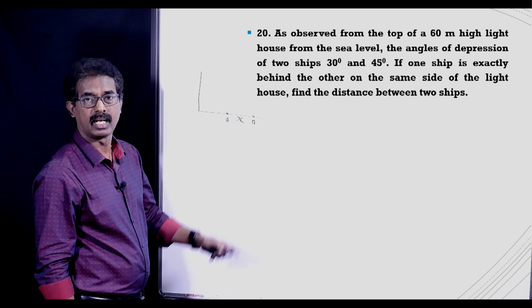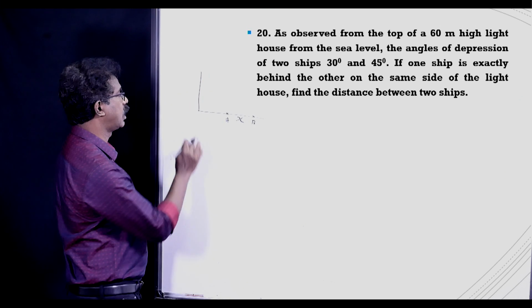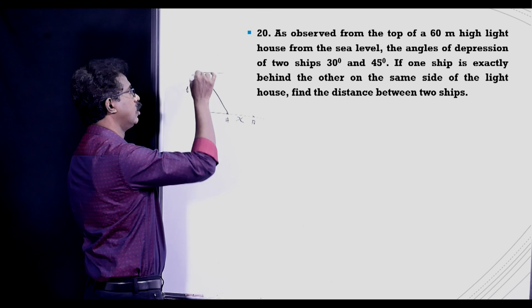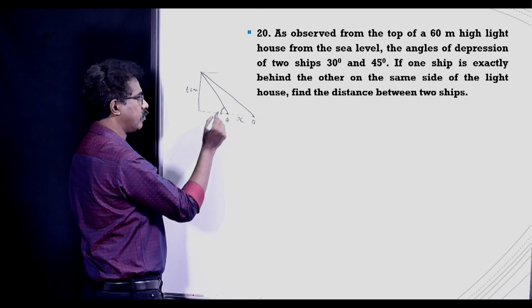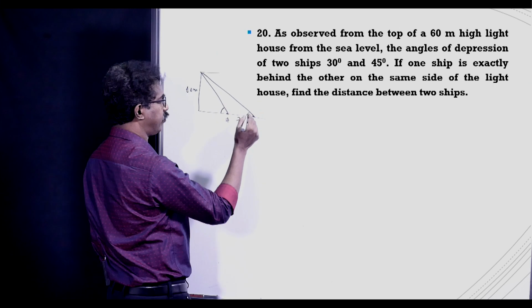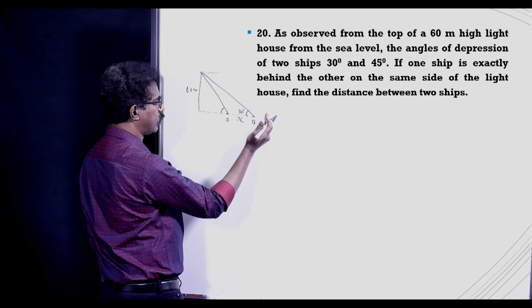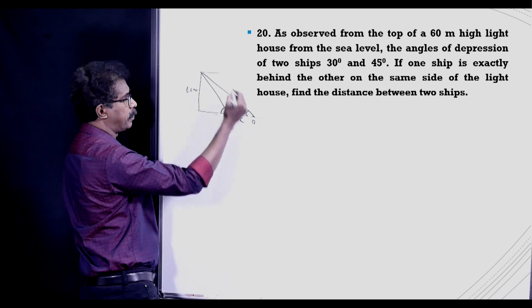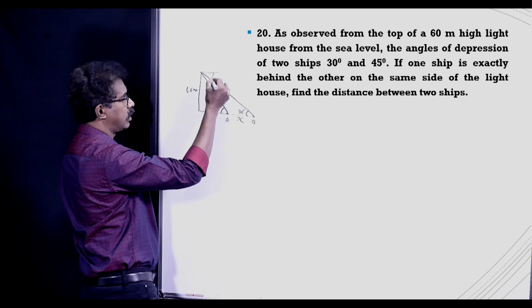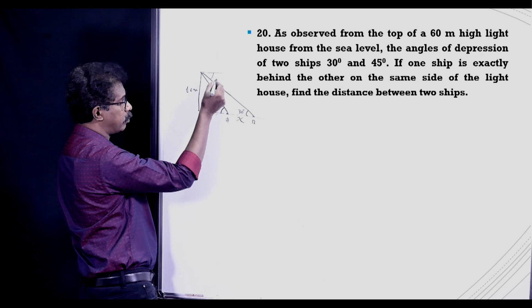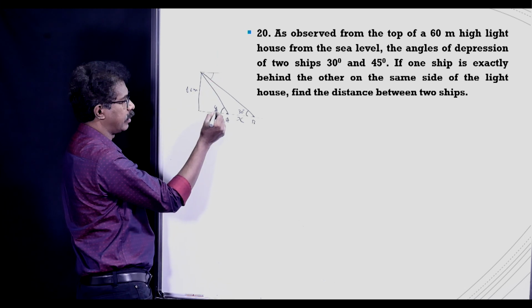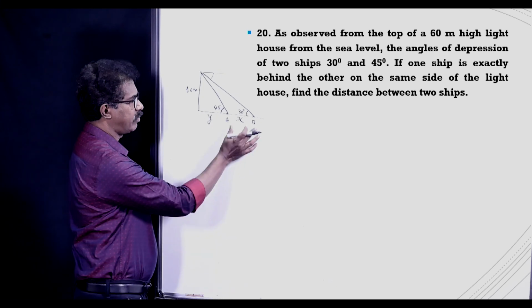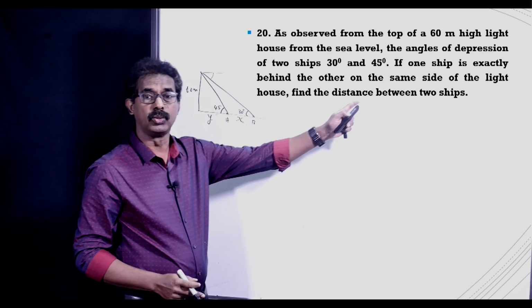Now listen to what else is given. An observer from the top of a 60-meter height lighthouse. The height they gave us is 60 meter. Eyesight will be like this. Angle of depression. Both the ships are looked at, right? This angle will be more. Two angles are given, 30 and 45. So this is 30. When you come closer, this angle will be more, so it is 45. I am taking this part as Y. Now listen, we want to find X, right? Find the distance between the two ships, they asked.